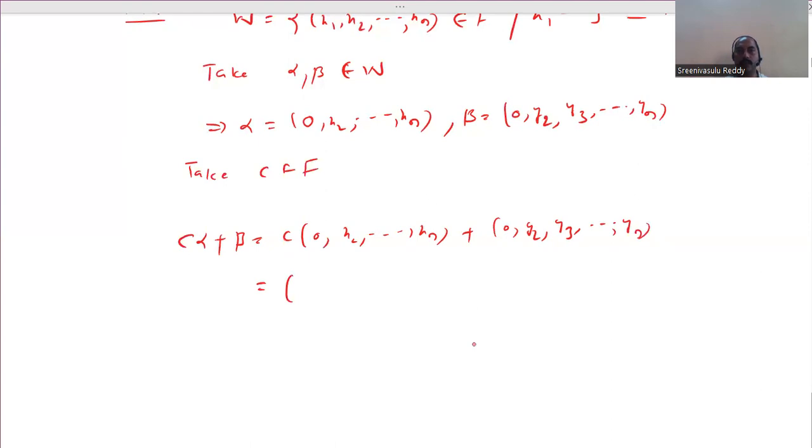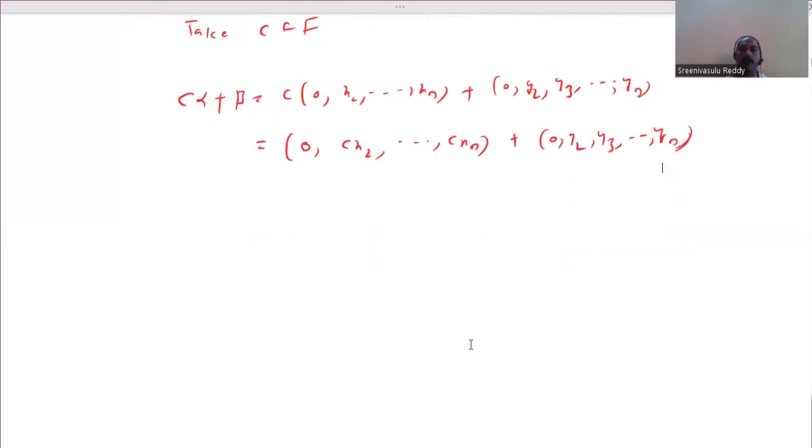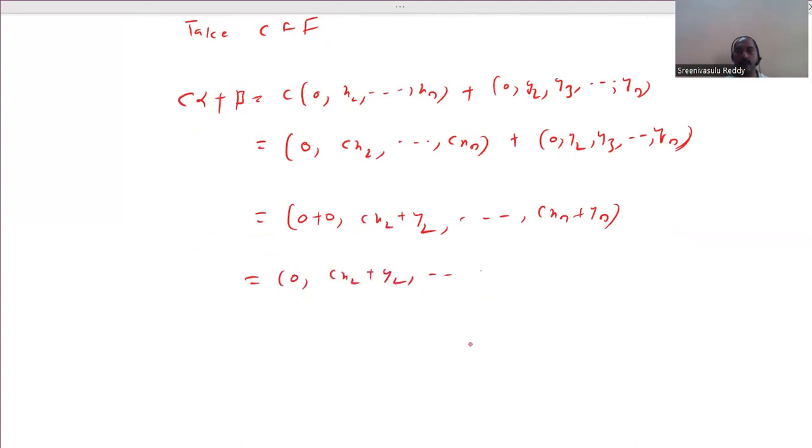Send the scalar inside: c into 0 is 0, c into x2 is cx2, c into x3 is cx3. This is component-wise multiplication, and the other vector is 0, y2, y3, and so on up to yn. Now the sum of two vectors is a vector, adding component-wise. 0 plus 0, c x2 plus y2, and so on, c xn plus yn, which is equal to 0, c x2 plus y2, and so on, c xn plus yn.